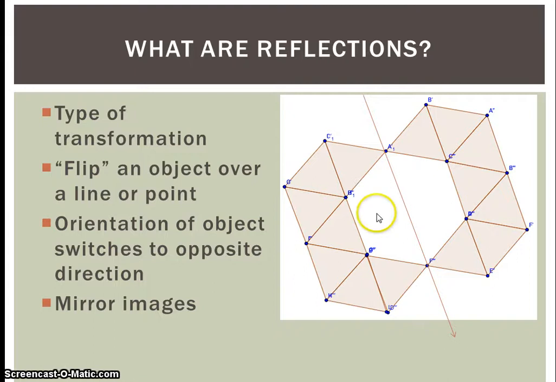In this picture that you see over here, we're flipping the figure on the left over this line of reflection, and it ends up looking how it does on the right. The orientation of the object will switch to opposite directions, so you'll notice that at first on the left, these arrows up here are pointing in the right-hand direction. Once they flip, however, they're going to be pointing in the left-hand direction, opposite of the way they were originally. They are mirror images of each other.